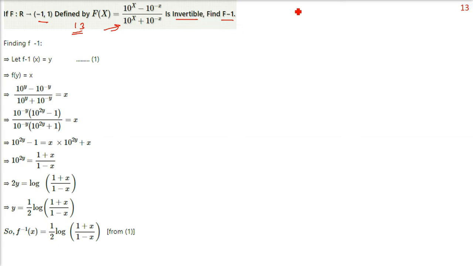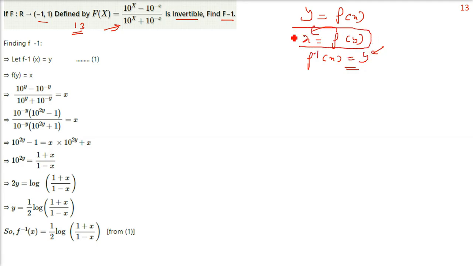So y equals f x. This we always start with. For the inverse, we change the position of x and y, that is, x equals f y. Now we'll use this function only. Whenever y comes, we'll replace it with f inverse x, because this has come from here only: f inverse x equals y. So we start with x equals f y, and then finally put y equals f inverse x. Now in order to put f y, we have to replace every x with y in the expression.